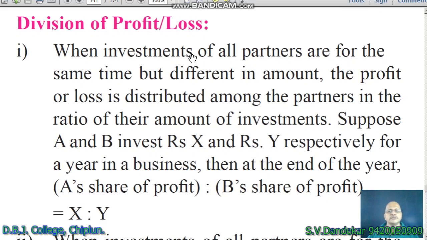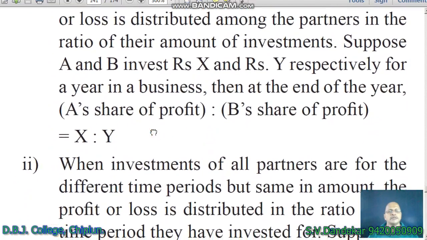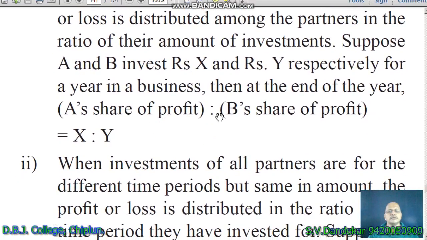The division of profit and loss. When investments of all partners are for the same time but different amounts, the profit or loss is distributed among the partners in the ratio of their amounts of investments. Suppose A and B invest rupees X and rupees Y respectively for a year in a business. Then at the end of the year, A's share of profit or loss to B's share of profit or loss is X is to Y.